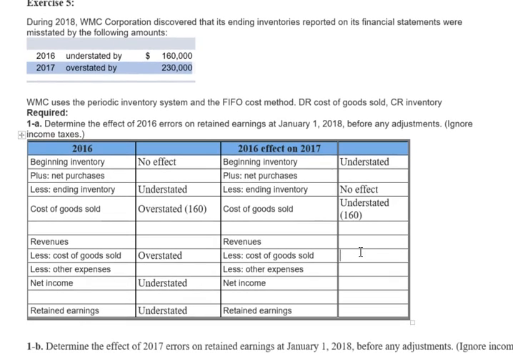Again, how would that impact our cost of goods sold? Well, our cost of goods sold would be understated. That would make our income for this year overstated. And then what would happen here? Well, that means it would correct our retained earnings. Hopefully that makes sense there.